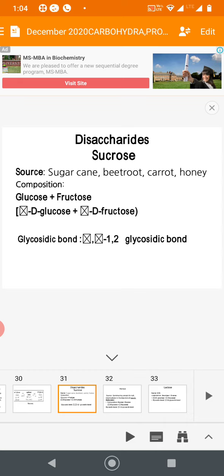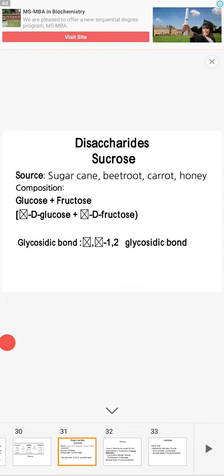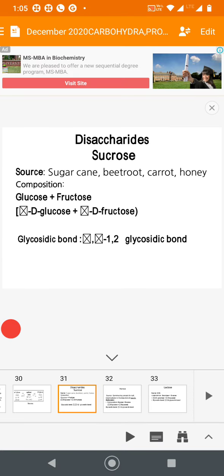Sucrose on hydrolysis gives glucose and fructose. What it contains, the composition is not clear here. Glucose and fructose; below, what is written is alpha D glucose and beta D fructose, so no confusion. I repeat, alpha D glucose and beta D fructose.